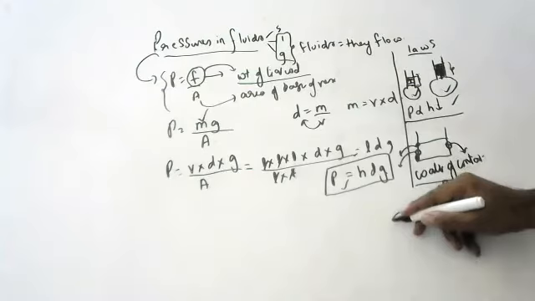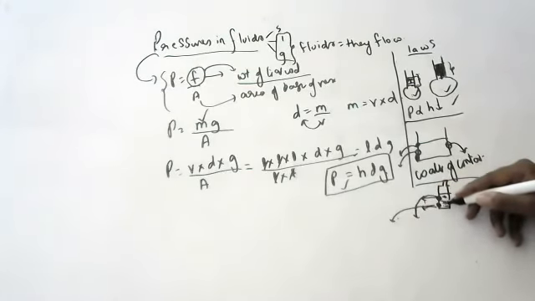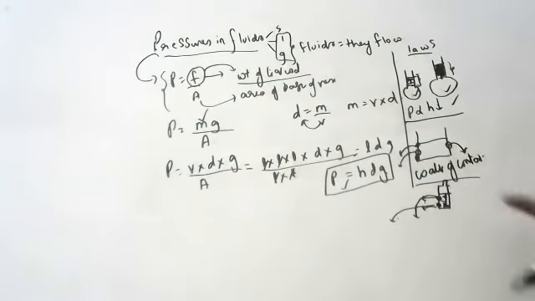The lower one will go farther, and this will fall like this because here pressure is less and here pressure is more. As the depth increases, pressure increases.